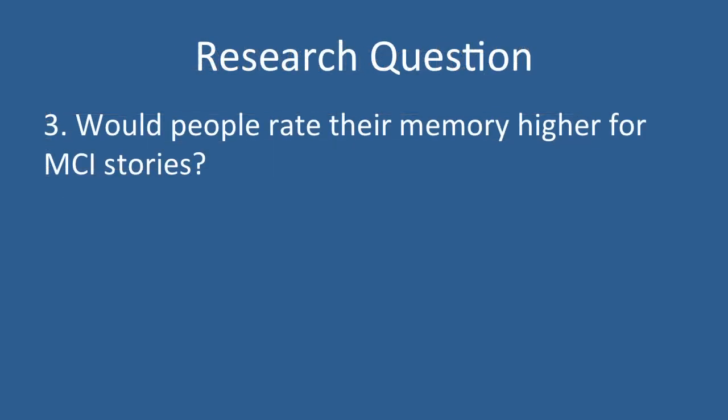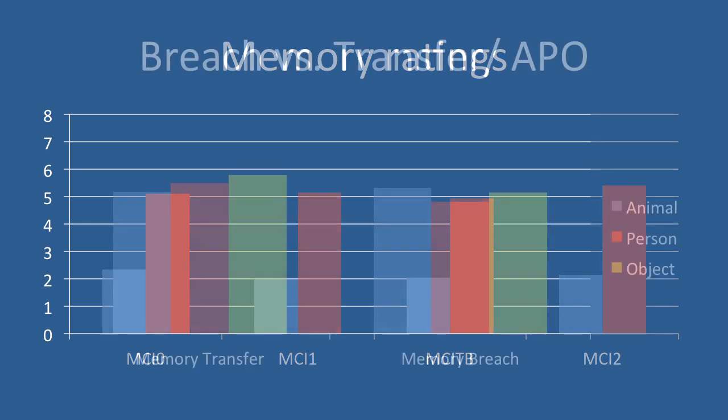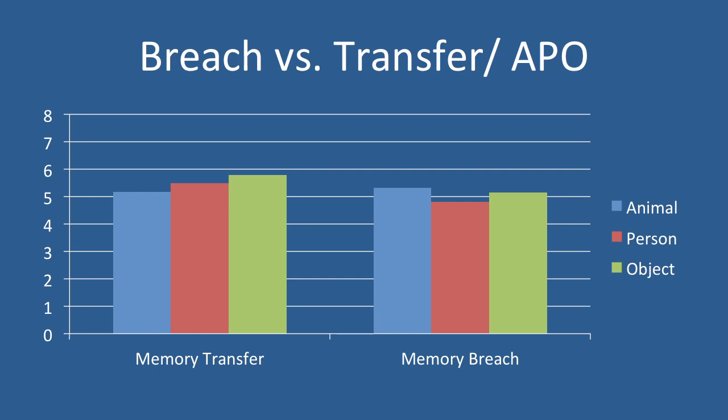Okay? So would people rate their memories? I haven't actually gone through and coded all of their fill-in-the-blank, give-me-all-the-details responses. This is just their personal assessment of how they feel they remembered it. Again, you see an increase for exposure. They remember more when they actually read it than when they're just reading the title, but no effect for level of MCI. No effect for breach or transfer, no effect for animal, person, object.